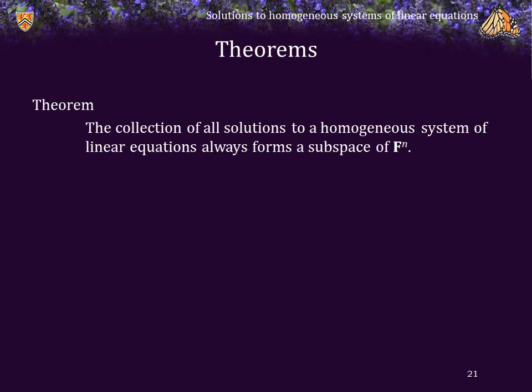Theorem. All solutions to a homogeneous system of linear equations always form a subspace of F to the n, where F can either be the reals or the complex numbers. Proof. Suppose we have two solutions, the vector alpha with entries alpha 1 through alpha n, and the vector beta with entries beta 1 through beta n.